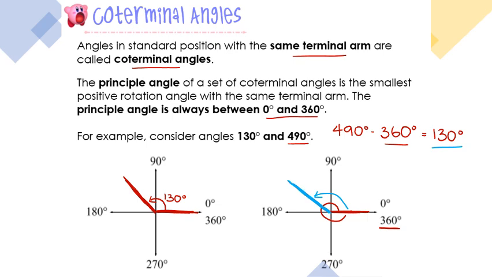If you compare the two angles, you'll see that you have the exact same terminal arm. So that means that 130 degrees and 490 degrees, because they end in the same spot, have the same terminal arm. Now, the 130 degrees is going to act as our principal angle because it is the smallest positive rotation angle that has the exact same terminal arm as 490 degrees.